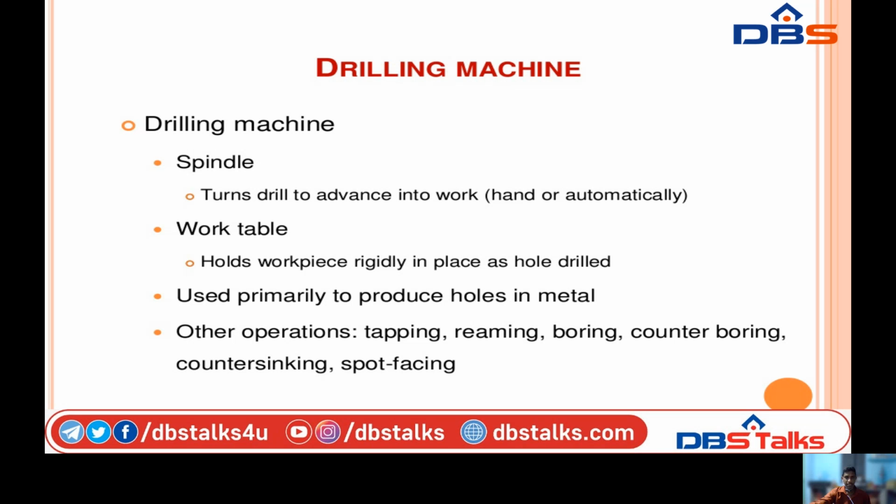Next, coming to the drilling machine. The common parts of a drilling machine are the spindle and work table. The spindle turns the drill to advance into the work. That means the spindle is used for rotating the drill bit. Next, the work table. The work table is used for holding the workpiece rigidly in place as a hole is drilled. That means the work table is used for fixing the workpiece. Other operations are tapping, reaming, boring, counter boring.